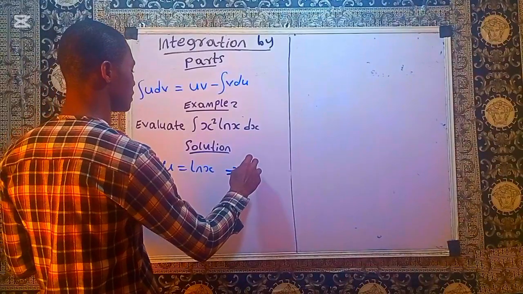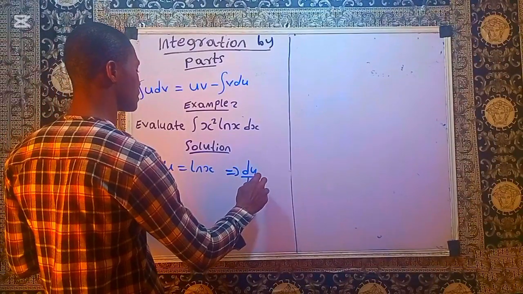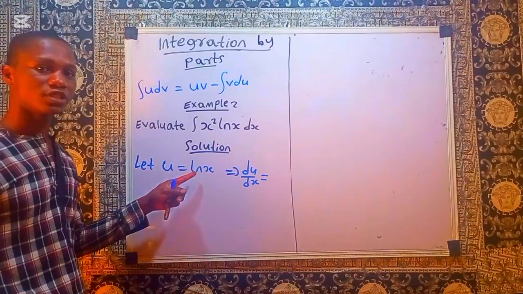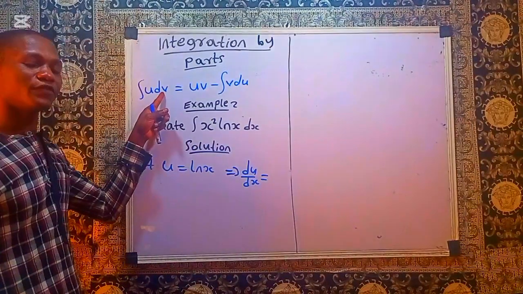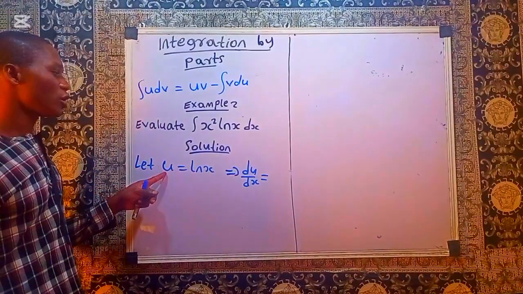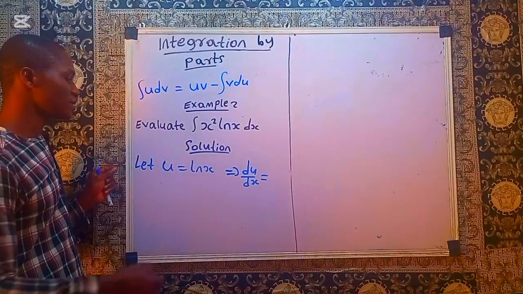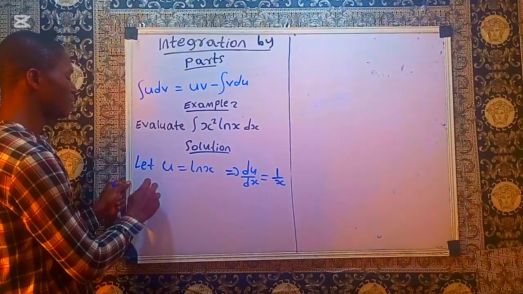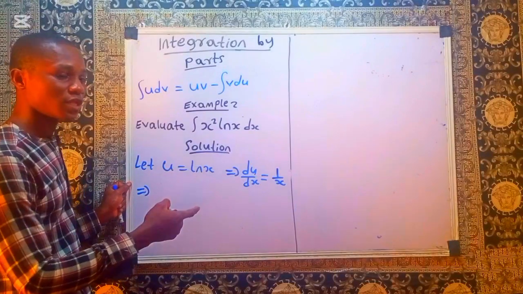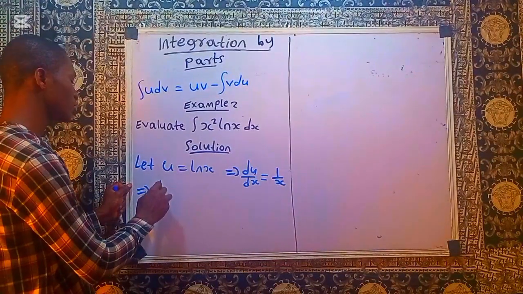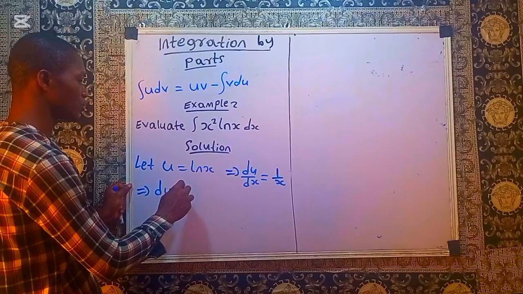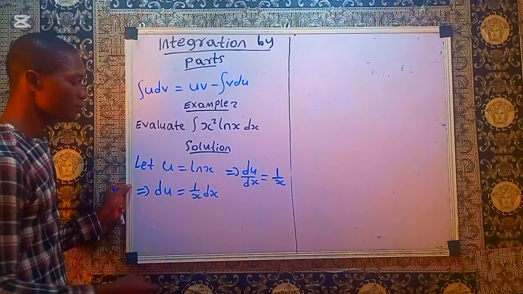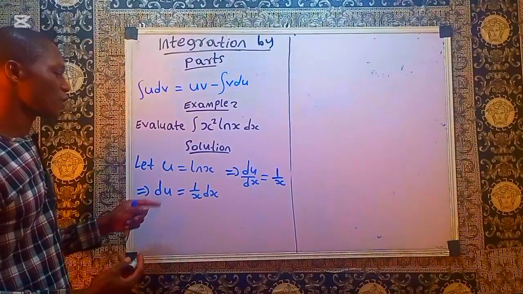So this implies that du/dx, remember the one you call u is the one you are going to differentiate. The one you call dv is the one you are going to integrate. So since I call u ln x, I'm going to differentiate it. And if you differentiate ln x, you get what? 1 over x, right? Then we can make du the subject of the formula by cross multiplying. If you cross multiply, you get that du is equal to 1 over x dx. That's the result we will get. du is 1 over x dx.